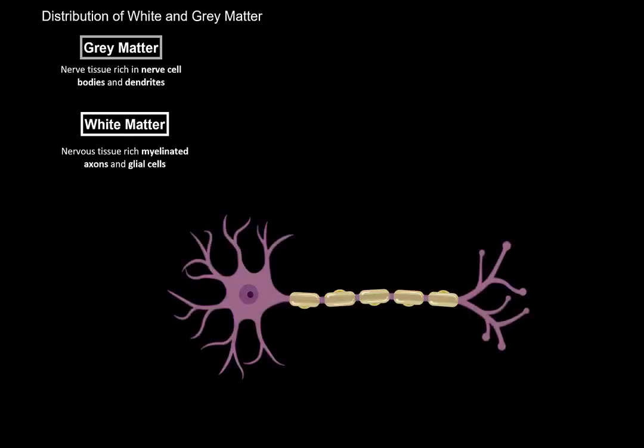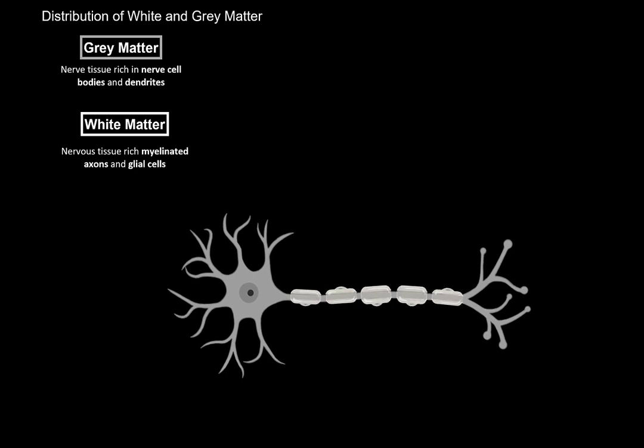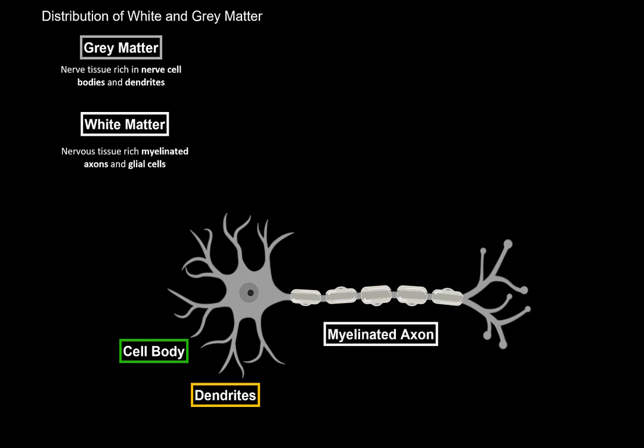But the tissue in our brain and spinal cord are divided as either white matter or gray matter. Gray matter is tissue rich in nerve cell bodies and dendrites. White matter is rich in myelinated axons and glia cells. And if you look at this neuron, in reality, the whole neuron is gray in color. They're all gray underneath the microscope without any significant staining. But the axons with myelin sheath around are white because they're so rich in lipids that they appear white underneath the microscope. So cell bodies and dendrites are gray matter, and myelinated axons are white matter.